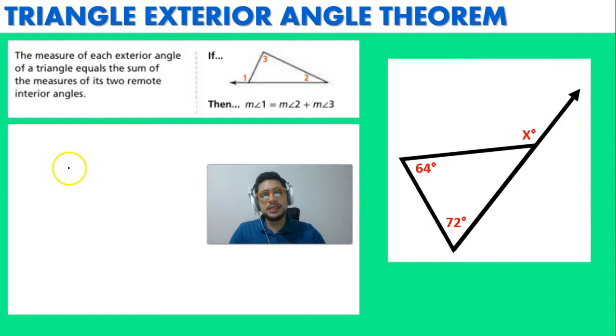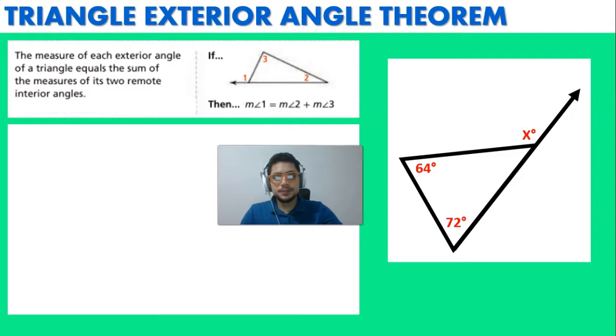This theorem basically says that the measure of each exterior angle of a triangle equals the sum of the measurements of its two remote interior angles, right? So in this case, the measurement of this angle is going to be equal to the measurement of 3 plus the measurement of 2, right? So if we had the extension of this and we wanted to find this angle, it's going to be equal to this angle plus this other angle, right? So we find the two remote angles and add them, right?